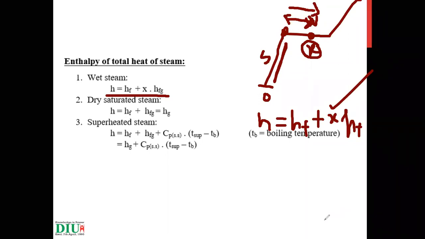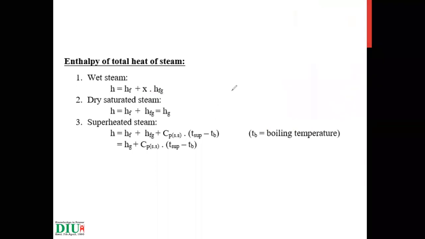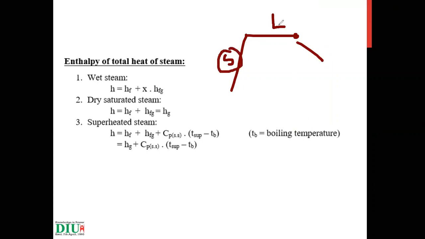Let's clear the drawing one more time. What is the dry steam? The dry steam is something like that. This is the dry steam point. This is sensible heat, this is latent heat. So we just need to add both the whole sensible heat and the whole latent heat, and we will get the equation. You see that H equals HF plus HFG. So there is no critical case.